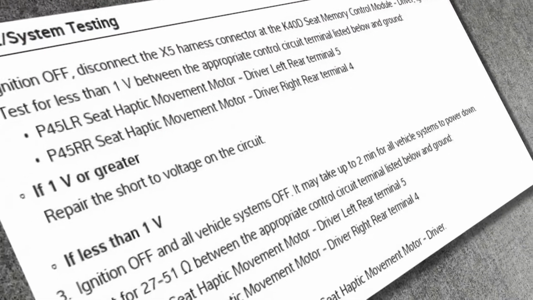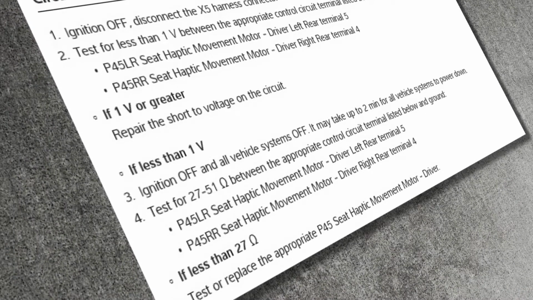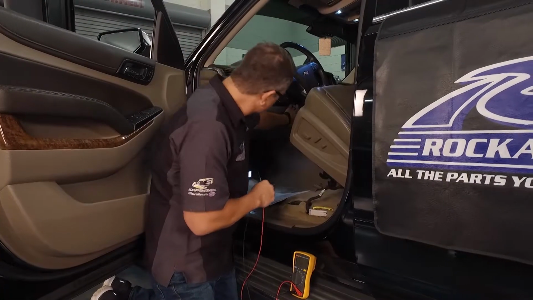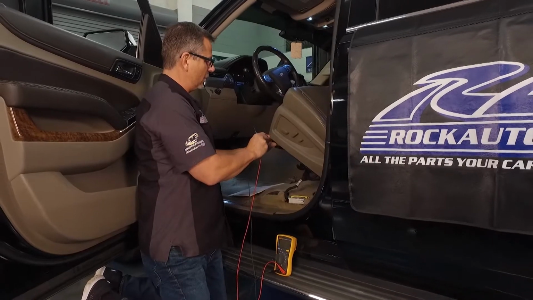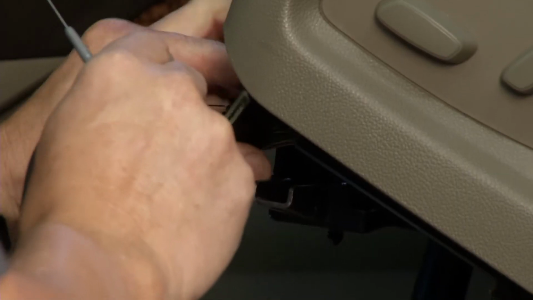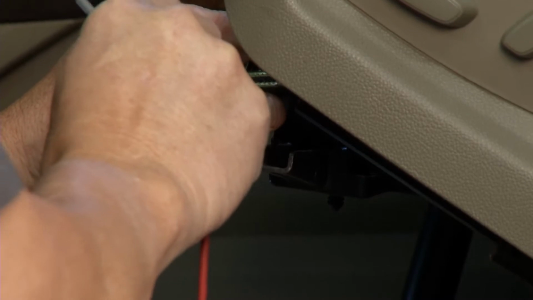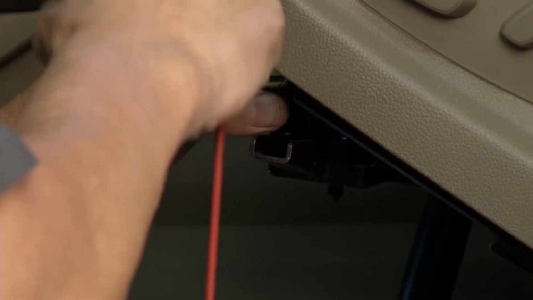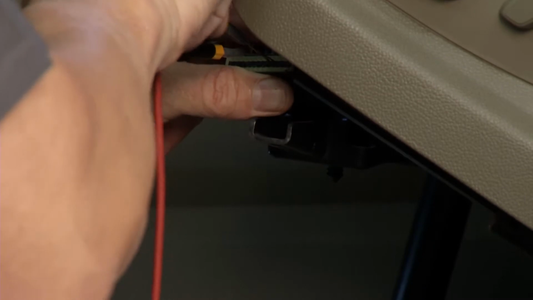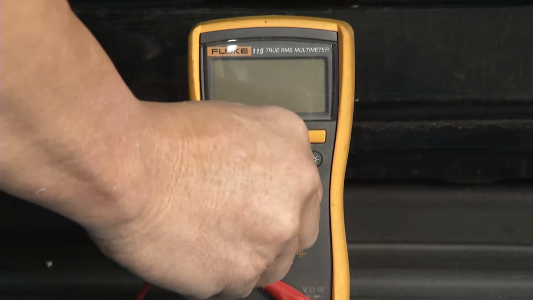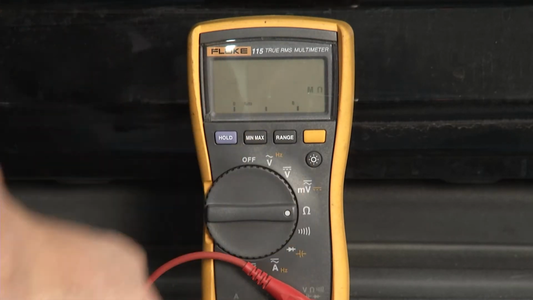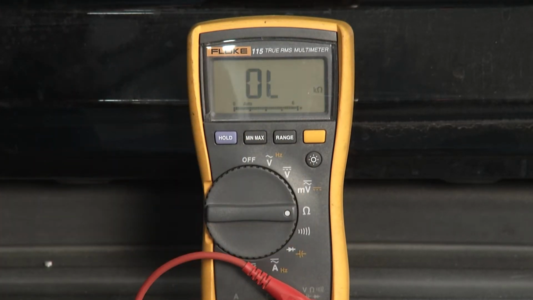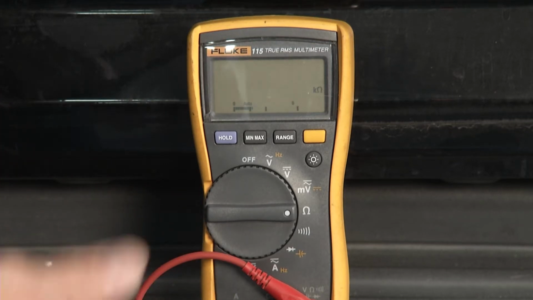And then what it wants to do is check for continuity to the motor and a short to ground. So if I just come over here, reach over and turn the key on, and I've got my connector views, I go to terminals 4, 1, 2, 3, 4, hold it in the upright position, 4, and then 5. So I'm going to stick this in 4 and 5, and I'm going to do two things. I'm going to look for voltage, and it wants less than 1 volt. We're good there. And I want to go to ohms, and it says ohms need to be anywhere from 27 to 51, and we're OL.